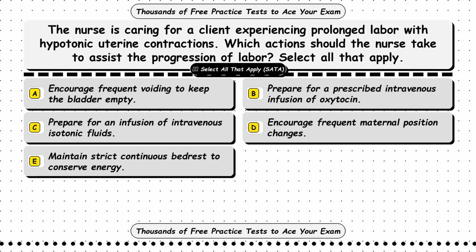Question 29. The nurse is caring for a client experiencing prolonged labor with hypotonic uterine contractions. Which action should the nurse take to assist the progression of labor? Select all that apply. Option A, encourage frequent voiding to keep the bladder empty. Option B, prepare for a prescribed intravenous infusion of oxytocin. Option C, prepare for an infusion of intravenous isotonic fluids. Option D, encourage frequent maternal position changes. Option E, maintain strict continuous bed rest to conserve energy.